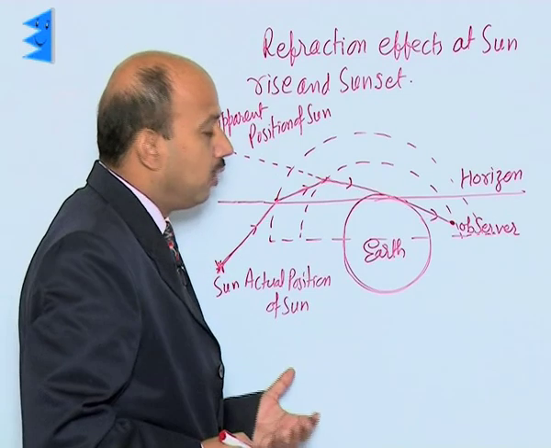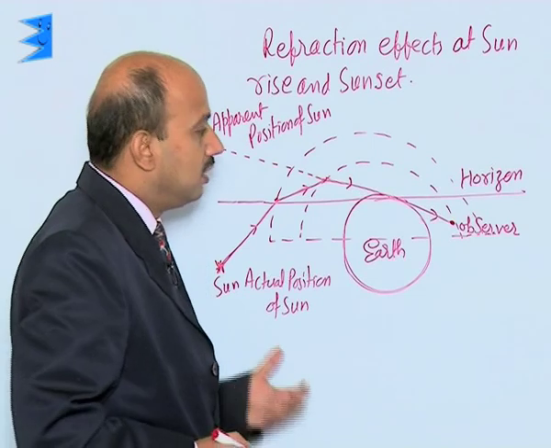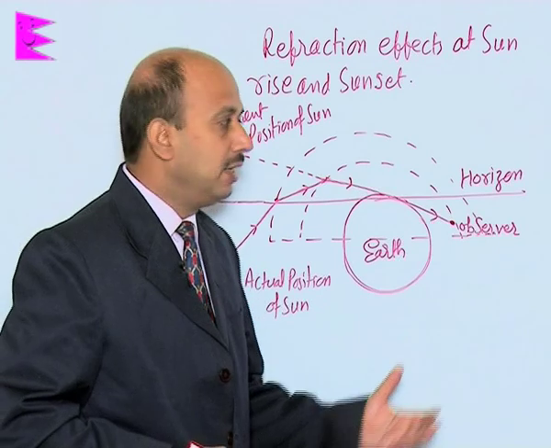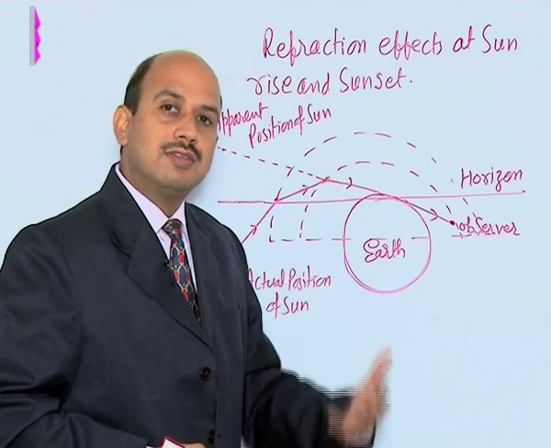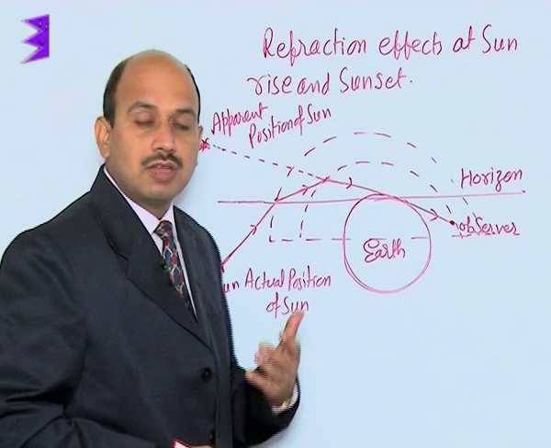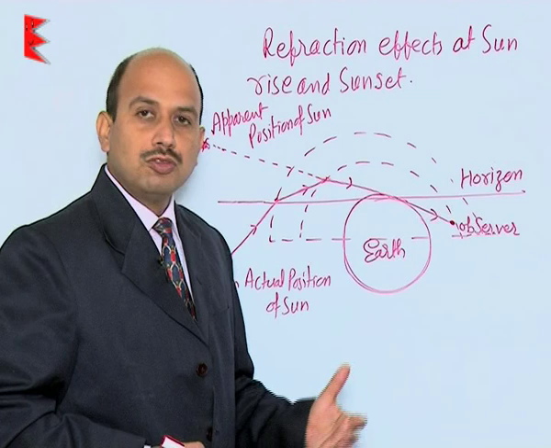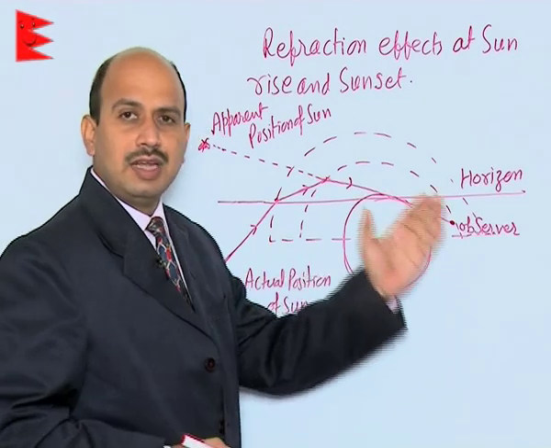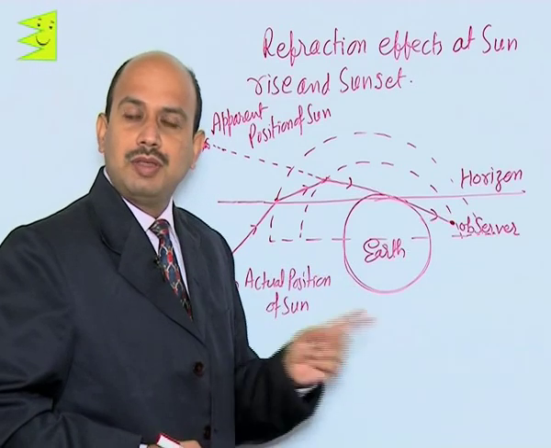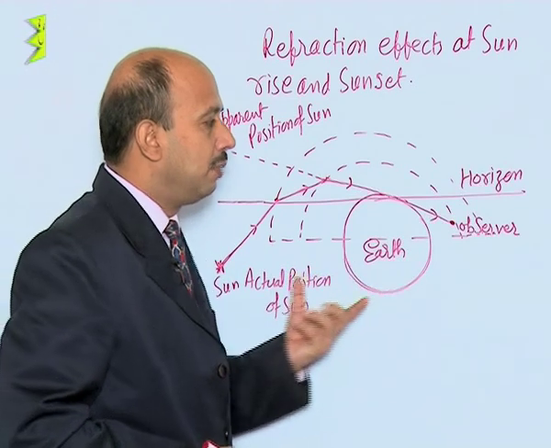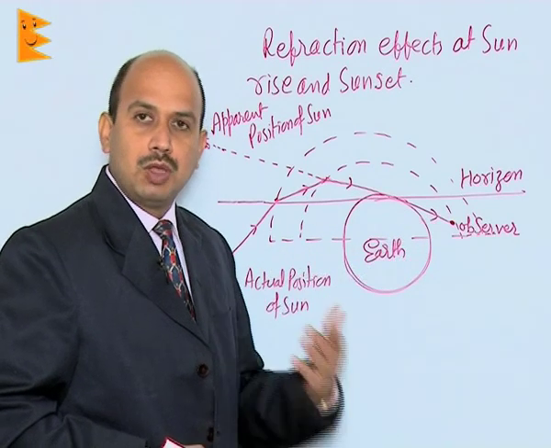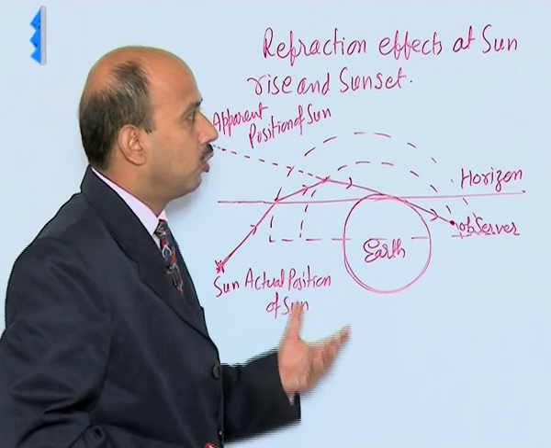So, before actual sunrise we can see the sun. Similarly, when the sun sets and is below the horizon, then also we can see the sun for some time due to atmospheric refraction, because this is the apparent position of the sun. Because of this, there is delayed sunset and early sunrise, with some time difference. The total time difference is 4 minutes, 2 minutes on this side and 2 minutes on this side. So, the day appears to be longer by 4 minutes only due to this atmospheric refraction.